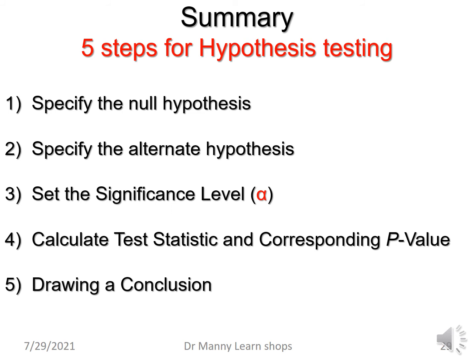So in summary, there are 5 steps for hypothesis testing. Specify the null hypothesis, specify an alternative hypothesis, set the significance level, calculate the test statistic and corresponding p-value, and then you draw a conclusion.